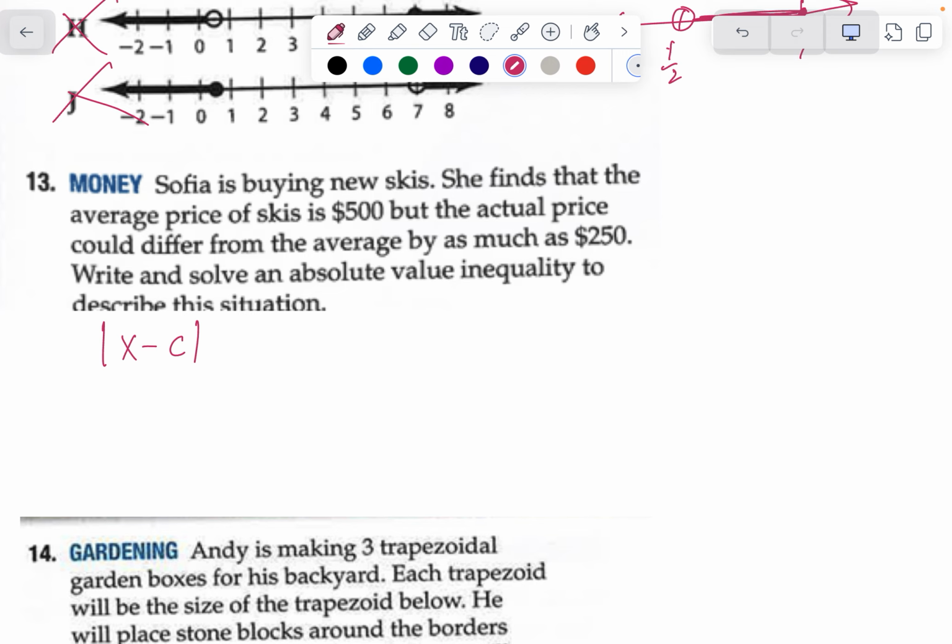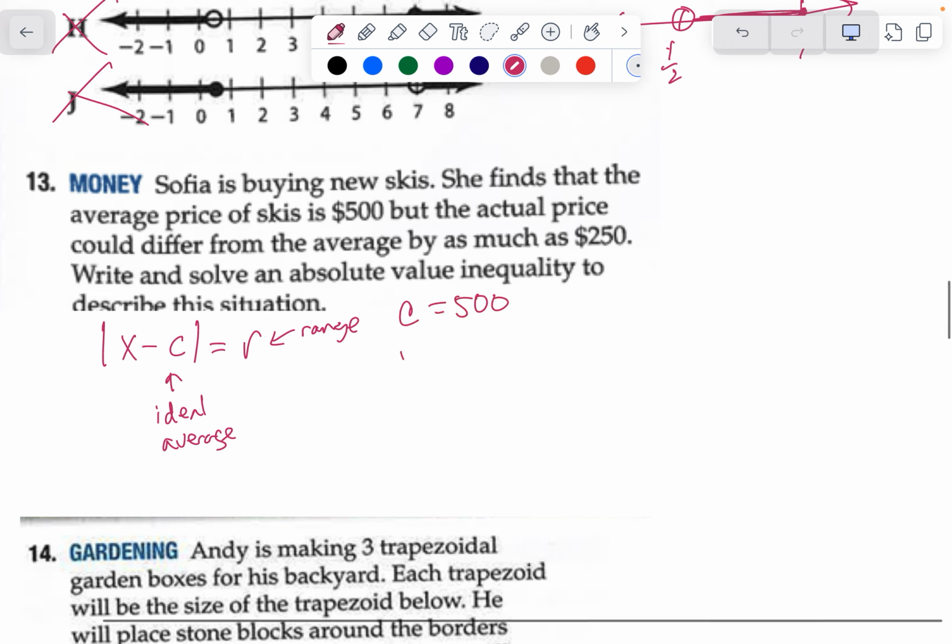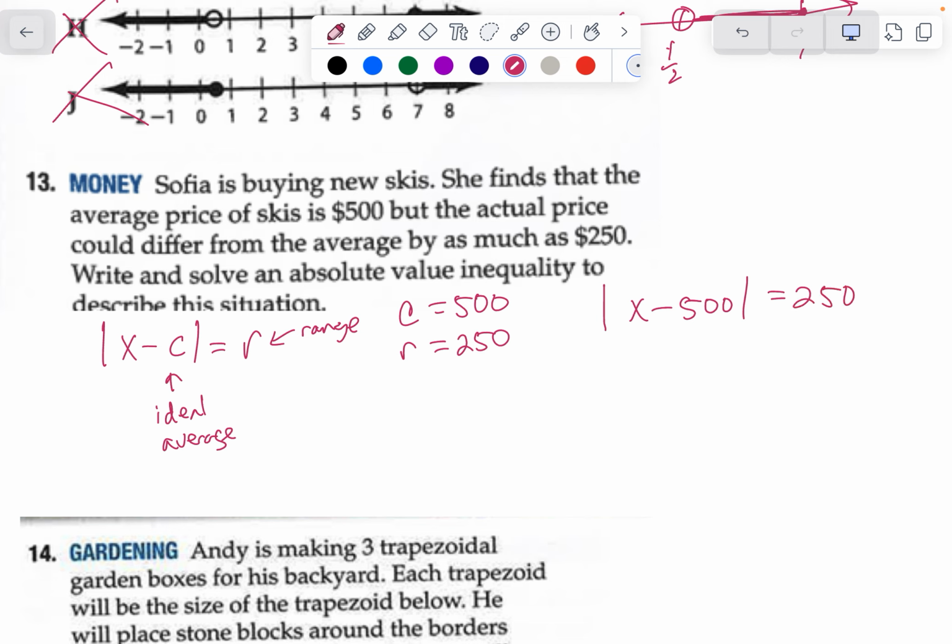In this case, this is your ideal or average, and this is your range, or how much variation there might be. Okay? So in this particular problem, they said that the average price is $500. And the wiggle room, the range, is that $250. So let's take out the C and the R and let's replace this. So we're going to put the 500 in the absolute values. We're going to have it equal to how much wiggle room we've got.